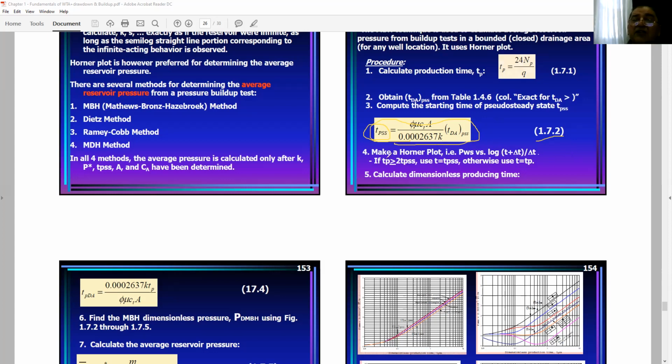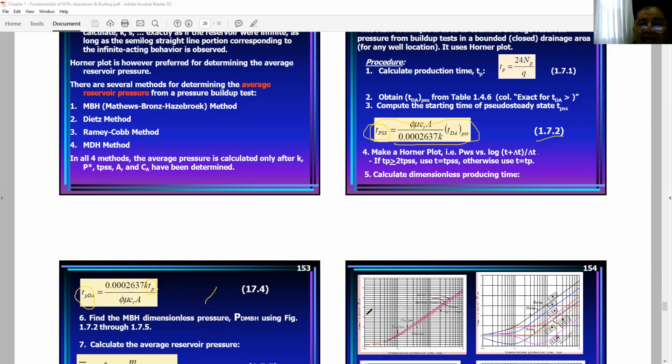Then what will be step number 3? In step number 3, you're going to calculate what is called the dimensionless producing time. That is tpDA, the dimensionless producing time. And this one is calculated from your production time TP, from equation 174. This is 174. Okay.